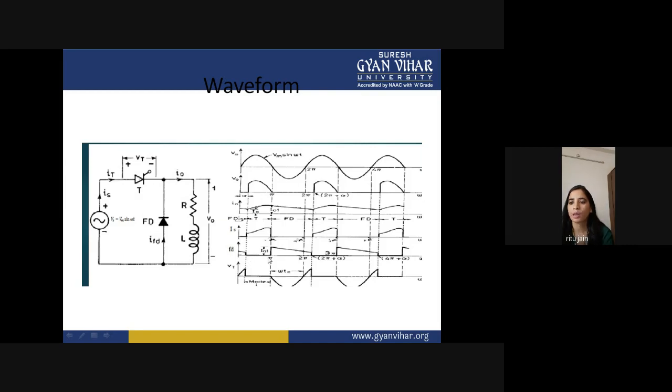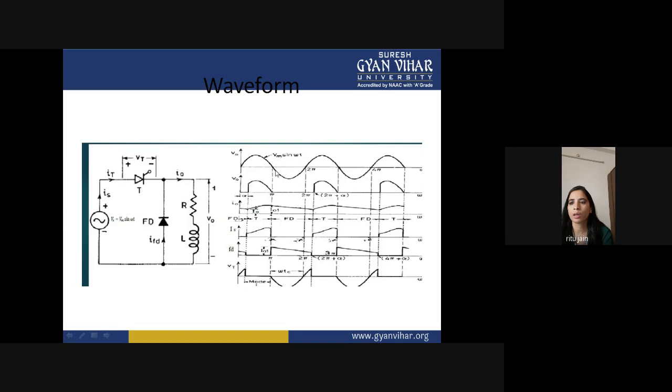Now, for the thyristor, from 0 to alpha it was not conducting, so there is some voltage appearing across the SCR. But at alpha you triggered the SCR, and from alpha to pi the thyristor voltage is equal to 0. So this is all about your positive half cycle.